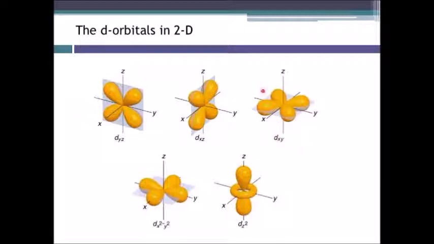The dxy plane is this flat plane you can see, which is including the x axis as well as the y axis. Nothing has got to do with this z axis. So, this is called the dxy orbital.